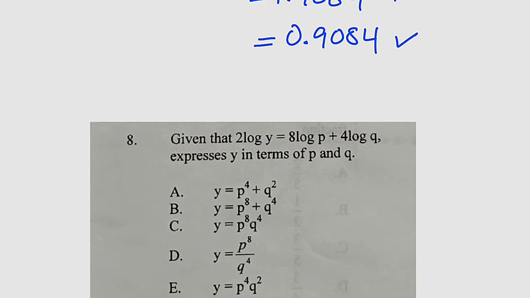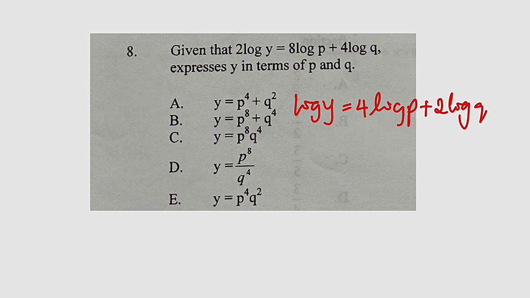Now let us move on to question number 8. Question number 8 reads, given that 2 log of y equals 8 log of p plus 4 log of q, we are asked to express y in terms of p and q, meaning we should make y the subject. Since 2, 8, and 4 have a common factor of 2, we can divide every single term by 2. If you divide by 2, you have log of y equals 4 log of p plus 2 log of q.